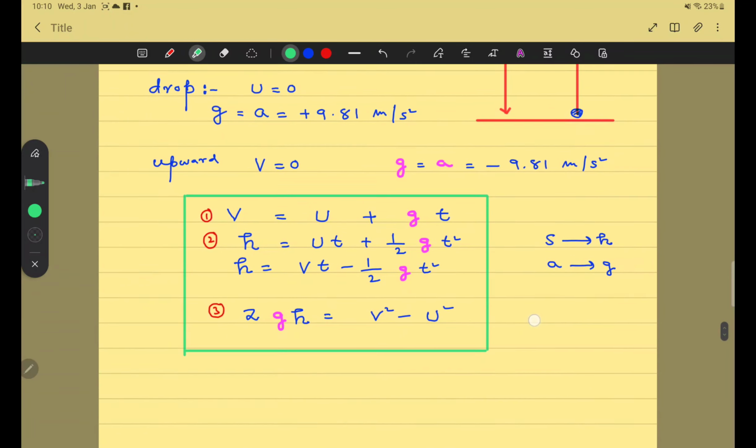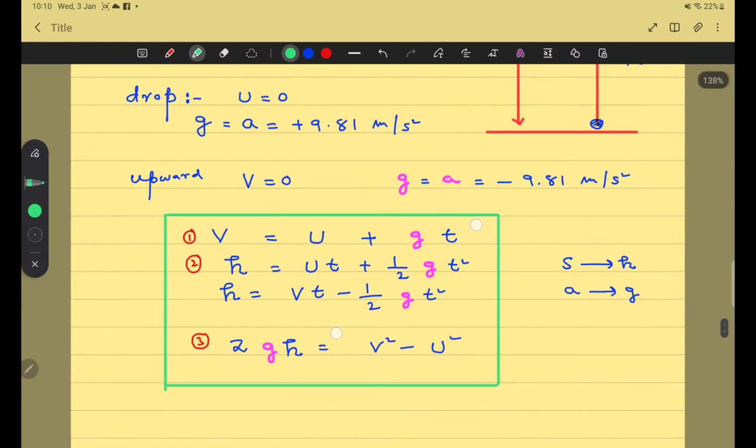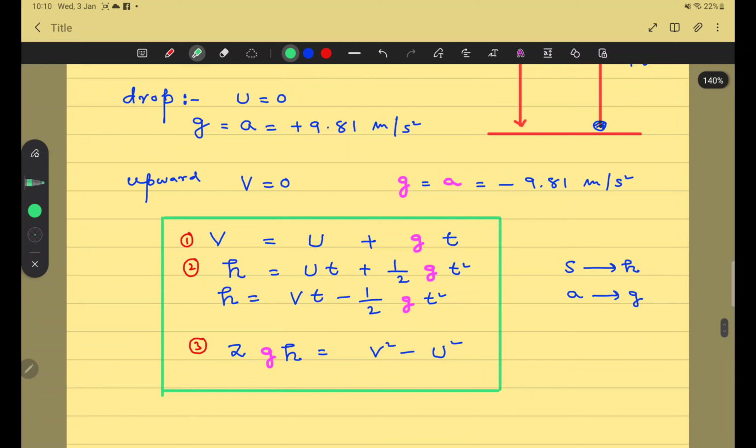But it is not necessary to note down more. If you note only this: if an object is dropped, then initial velocity is zero and acceleration will be plus 9.81. If an object is thrown upward, then final velocity will be zero and acceleration will be minus 9.81. And then you note down these equations, then it is enough.